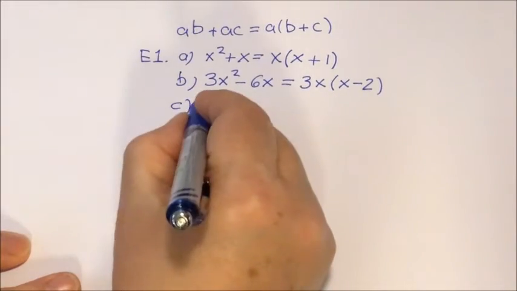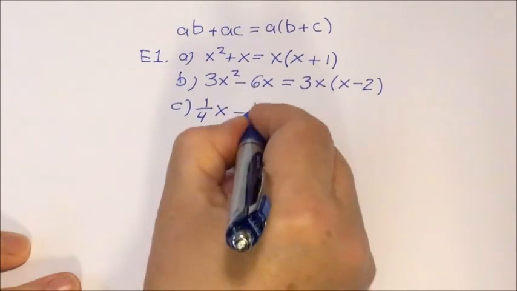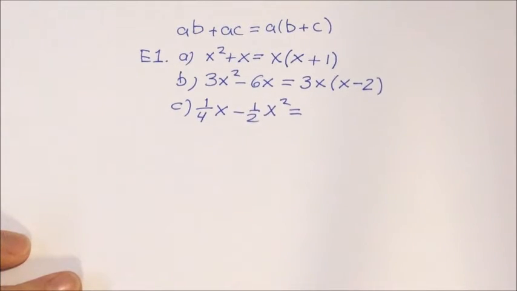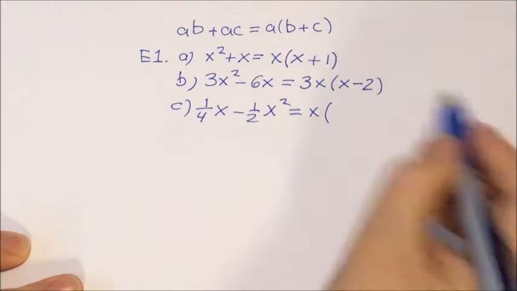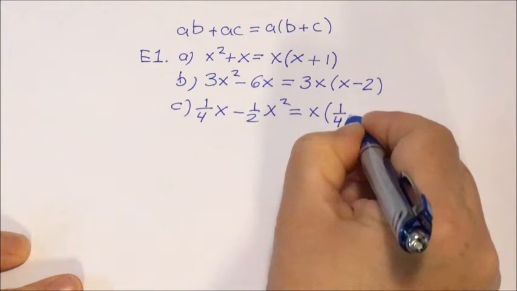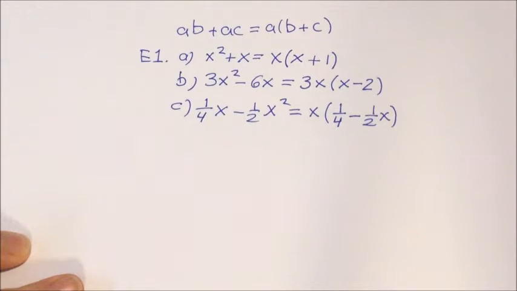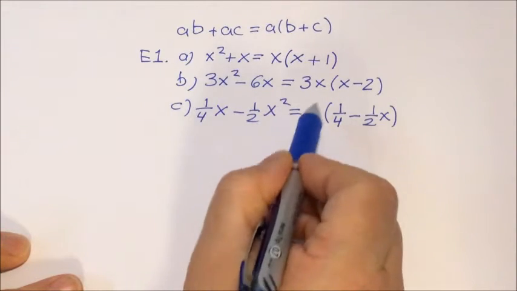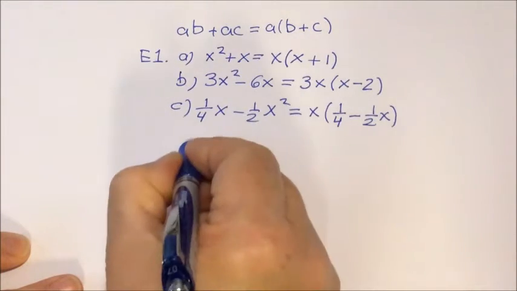The third, 1/4 times x minus half times x squared. What is obvious is that both these terms have x. So let's take x as a common factor. What is left from the first is 1/4, then minus half times x is left from the second. If you check again, x times 1/4, minus x times half x is half times x squared.